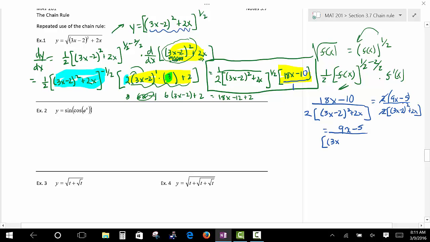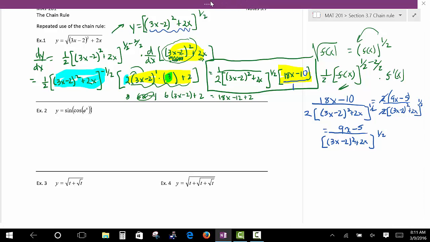And I think I lost my 1/2 power. Okay, so that 1/2 power needs to be there. So it's 9x minus 5 over 3x minus 2 to the second plus 2x to the 1/2. Okay, so that looks like a good answer.